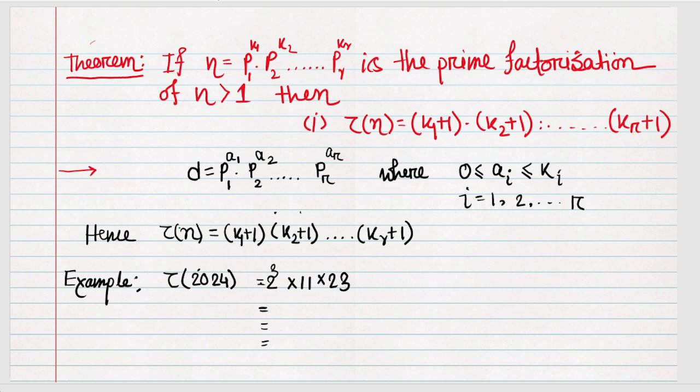According to the previous theorem, whatever we did earlier, the positive divisors of n are represented in the divisor form, which is d equals p1^a1 p2^a2 dot dot pr^ar. There are k1 plus 1 possibilities for the exponent a1, k2 plus 1 for a2, and kr plus 1 choices for ar. So we can easily write tau of n equals, obviously, (k1 plus 1)(k2 plus 1) dot dot (kr plus 1), which is what was asked to be proved.